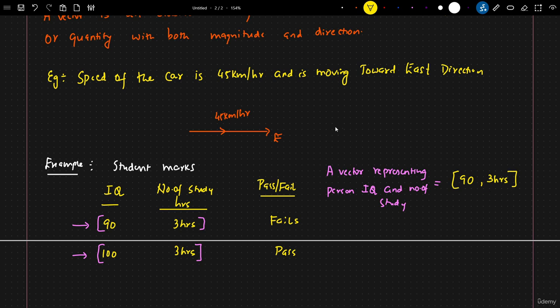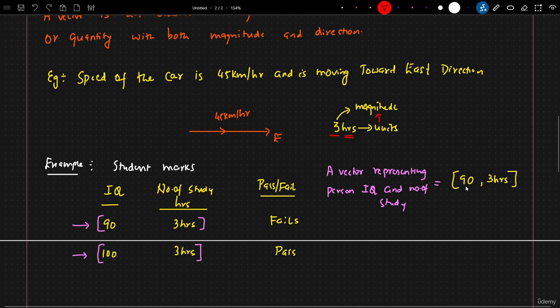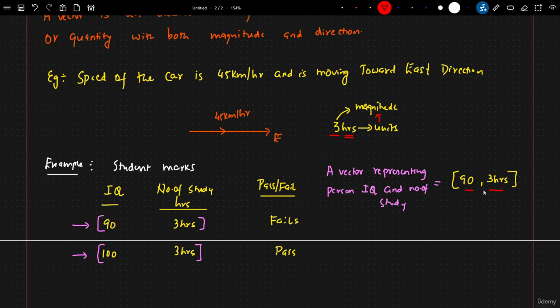Now understand one thing. When I write 3 hours, 3 is the magnitude. Hours is the unit by which this magnitude is represented. This is really important to understand. This 3 is the magnitude, and hours is the unit in which this magnitude is displayed. Again, with respect to different scalar values, this unit may change. It may not be the same for everyone. So in this scenario, I have a vector representing a person's IQ and number of study hours.